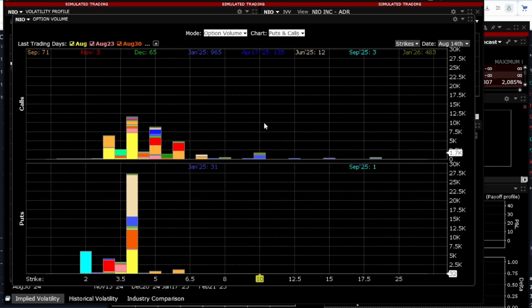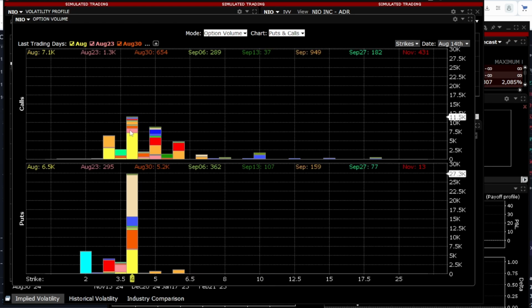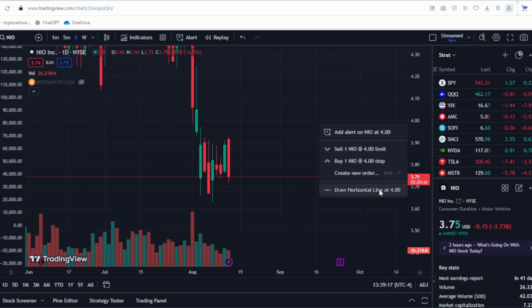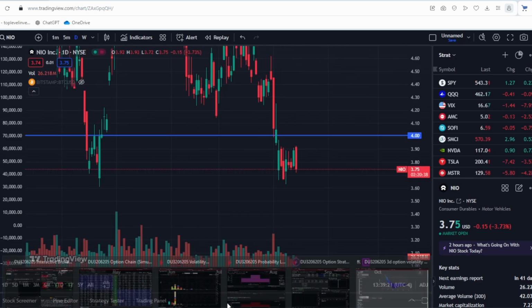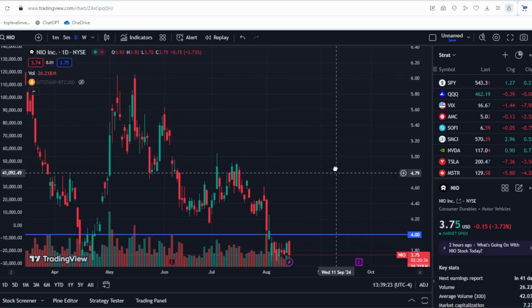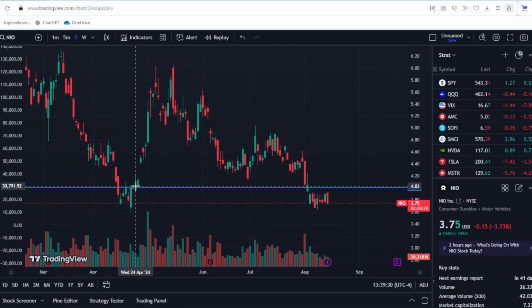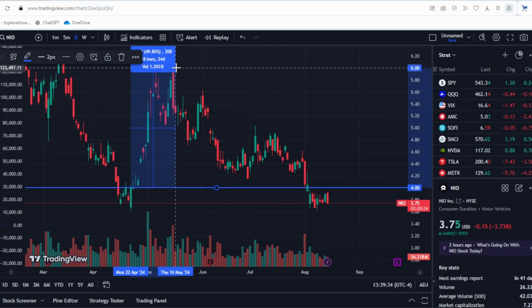The call options have a significant volume concentrated at the $4, $5, and $3 levels. These act as resistance levels, with $4 being a very strong resistance level for call options at the moment. However, if we break through this resistance, we could see a sharp rise. For example, in April, there was resistance around $4. Once we broke through it, the stock rose by about 50%. And why not? That's a substantial increase.